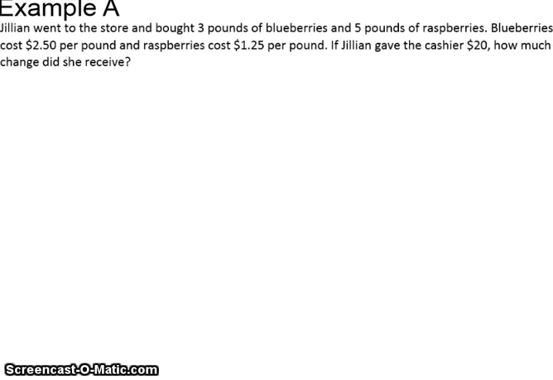So the very first thing I need to do is take my highlighter. So go ahead and get your highlighter out of your box. And I want to highlight the important information. Well, what I know is that 3 pounds of blueberries is going to be important. 5 pounds of strawberries is going to be important. Something else that's also important is that blueberries cost $2.50 per pound, and raspberries cost $1.25 per pound.